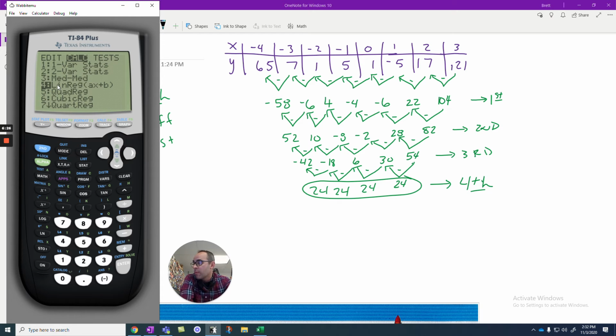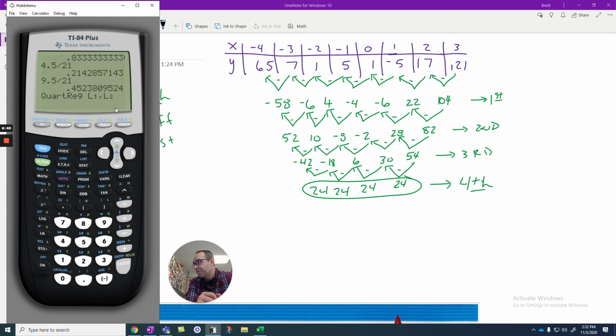Linear regression, number 4, would be a first degree polynomial. Quad would be second degree polynomial. So 5 would be our second degree. Cubic would be our third degree. And the only other one that we're going to do in this chapter would be quartic, which is our fourth degree. So because we have fourth degree, we are choosing quartic. If it was a different level, we'd choose a different regression.